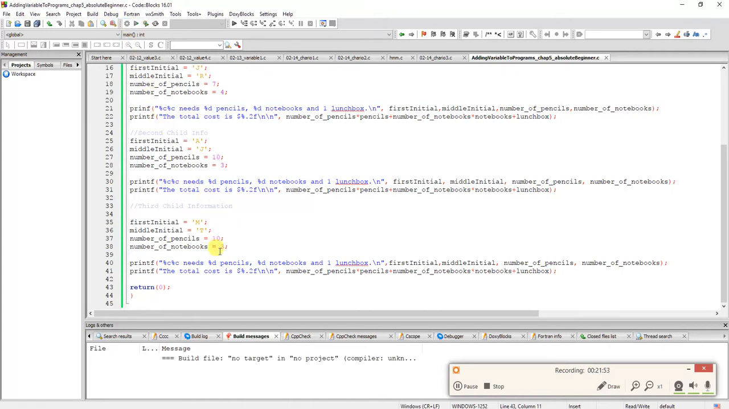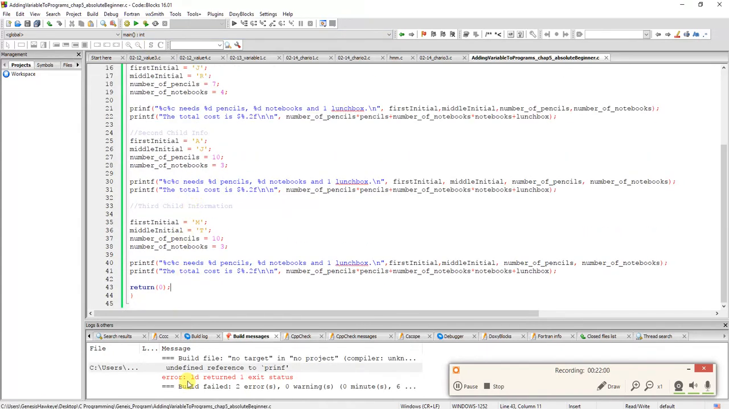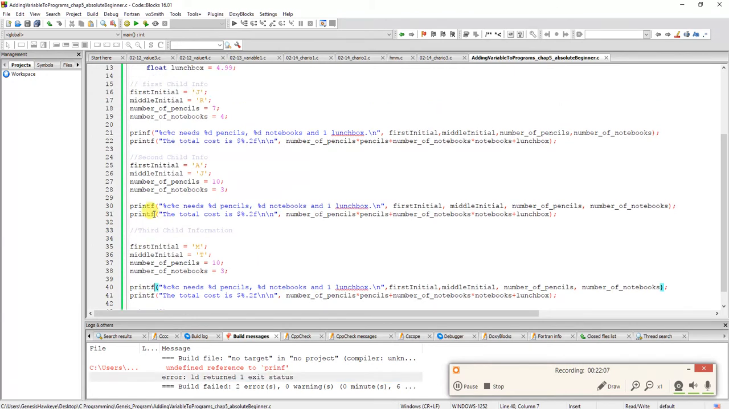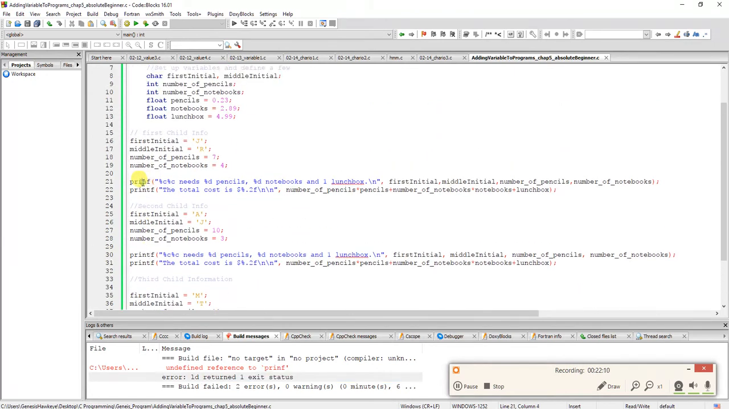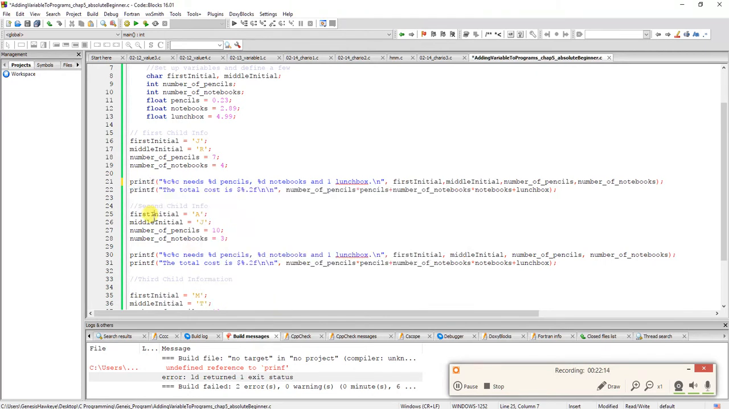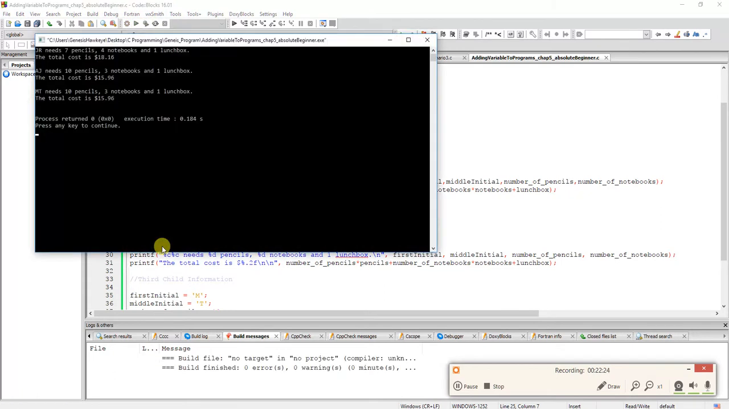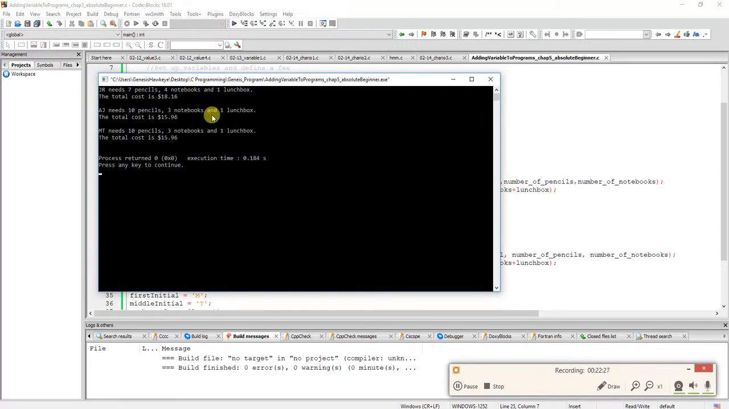Build. We have no error. Oh, it's still building. We have 1 error here. Printf. What did I do wrong? Oh, yes. So printf, something is misspelled. Printf. You see? I forgot my T here. There we go. Build again. Save. Build. And let's build and run. There we go. Here's our program.